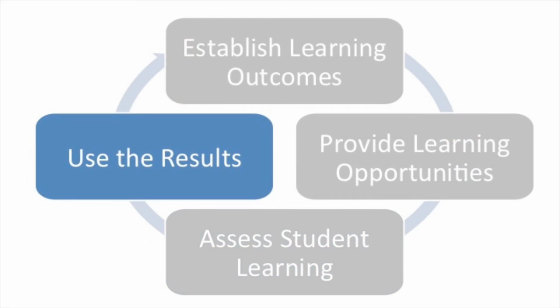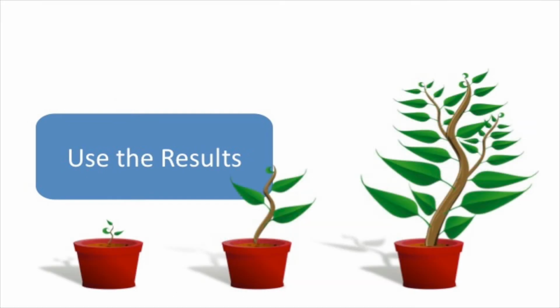And then finally, the most important part is to actually use the results. In some books, this might be called closing the loop, but the idea is that these assessment results don't just sit on a bookshelf. They don't just get turned in to our administrators, but instead we use them to do something. We improve our programs, we change them. Every single result, whether it's positive or negative, can help you make decisions.